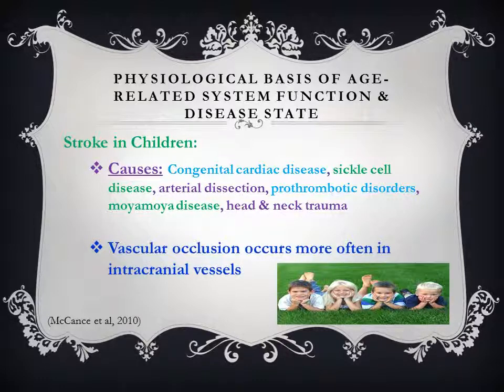Vascular occlusion occurs more often in intracranial vessels, including the internal carotid, middle cerebral, and basilar arteries. Infarcts are more often limited to deep regions of the cerebral hemispheres, mostly basal ganglia and internal capsule areas. Intracerebral hemorrhage and subarachnoid hemorrhage account for a much higher percentage of strokes in children.